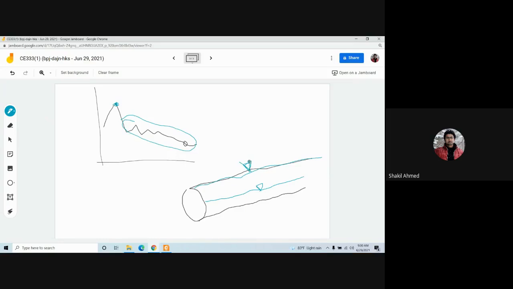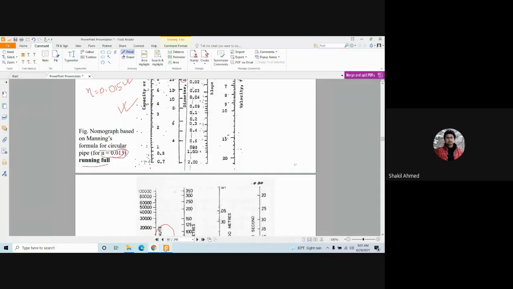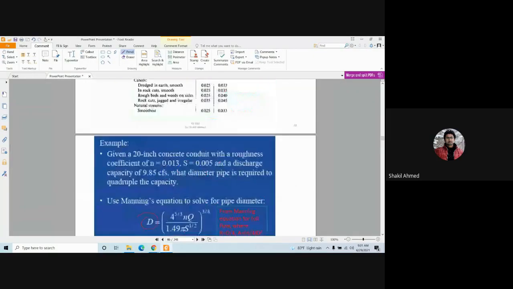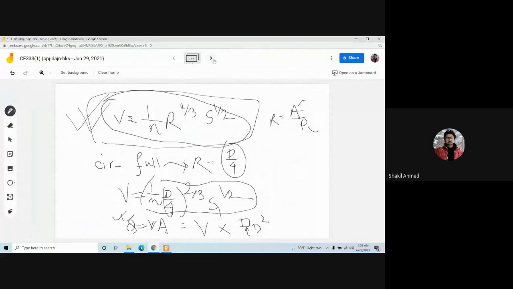This is only once in a day. On the other time of the day, the water level is either here, or there. That means this is not full. This is partially full. So for this partially full, that means the water level is here. For this partially full pipe or sewer, you cannot directly use this equation. Okay? What do you have to do?